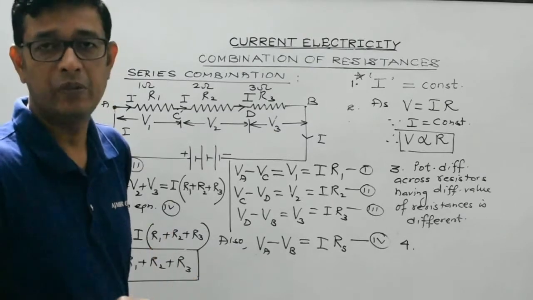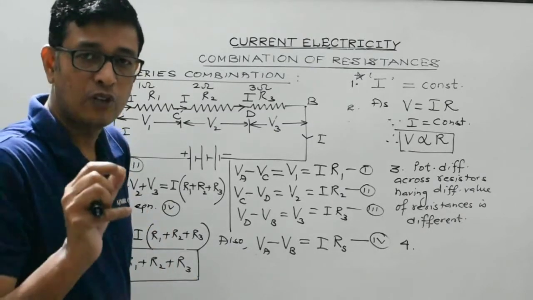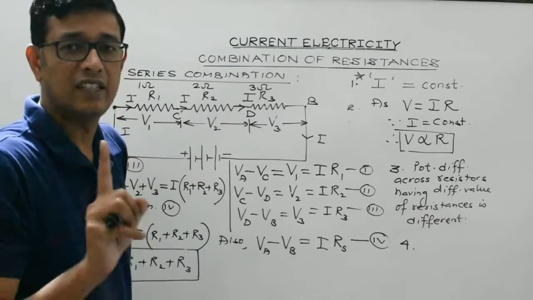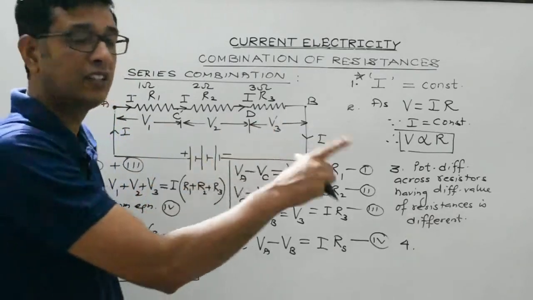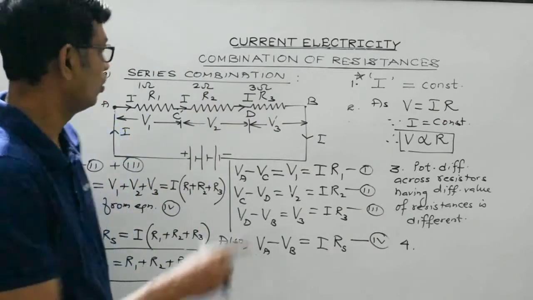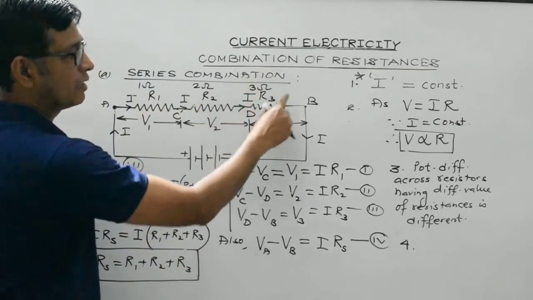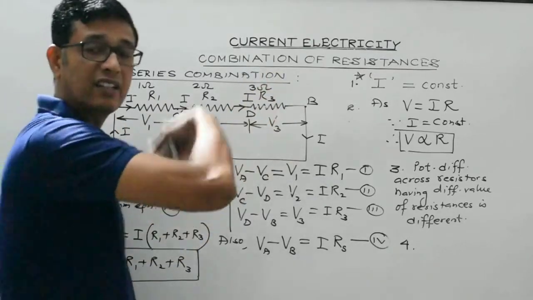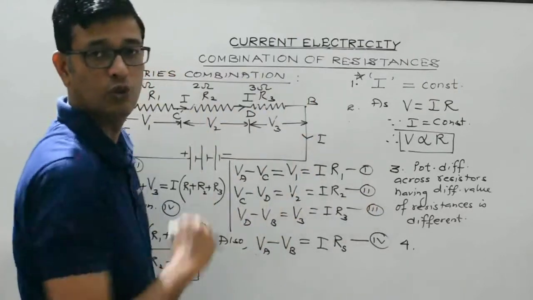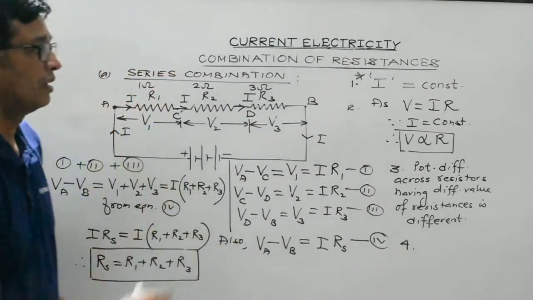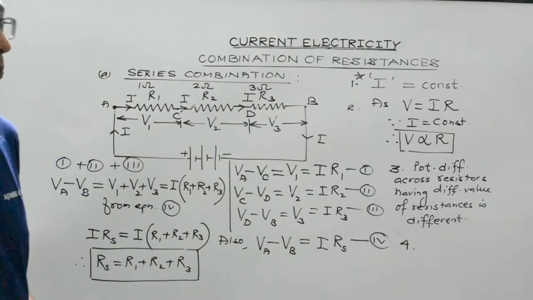Another conclusion can be made. In the series grouping of resistors, the equivalent resistance is always greater than the maximum resistance of the given value of resistances. So over here, 1, 2, 3, this is the maximum value of given resistance. So the equivalent resistance will be greater than 3, which is 6 ohm in this particular case, right? So again, let me repeat this.